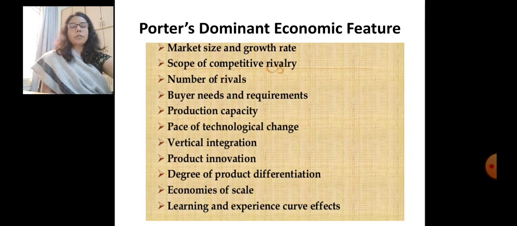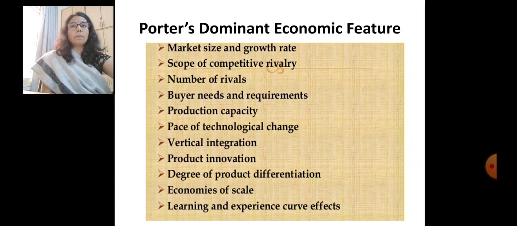Now talking about product innovation. Product innovation can be used as a measure to know the dominant industry features. If the industry is characterized by rapid product innovation and short product life cycles, then research and development is very important for the success of an organization. In such cases, members of the industry must come up with new products to compete effectively.